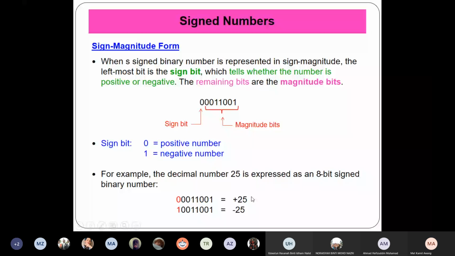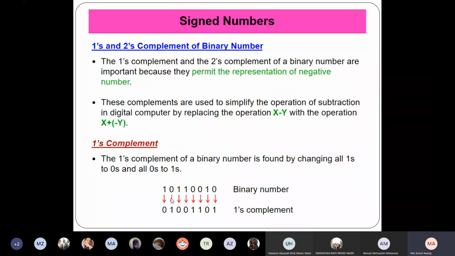Okay, clear? Very simple. If the question says that it's a sign magnitude form, then you know the first bit is the sign bit. The most significant bit is the sign bit. And the rest are the magnitude bits. Okay. Another form of signed numbers is using the complements: 1's complement and 2's complement.